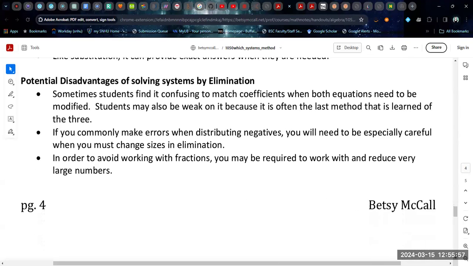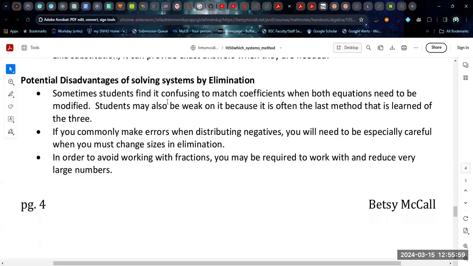Now, some disadvantages. Sometimes students may find it confusing to match coefficients when both equations need to be modified. So if you have something like 2 and 3 in your two equations, what do you multiply them by? Well, typically you would have to multiply the first one by 3 and the second one by 2 in order to get both of those coefficients to be 6. And then, of course, you don't want them to be the same sign. You need them to be opposite signs. So one of those would have to be flipped to a negative.